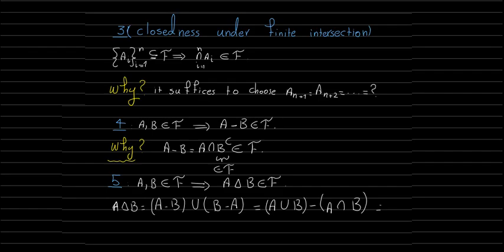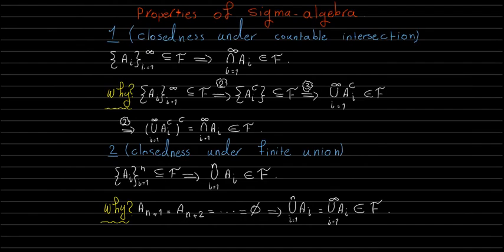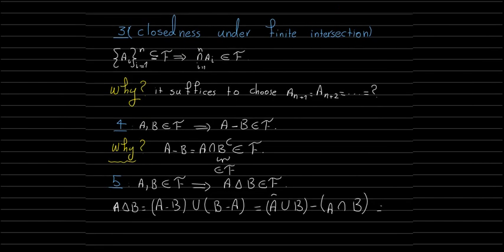As we saw from the second property, it is closed under finite union, so we can say A union B is also in the sigma algebra. From the third property, it's closed under finite intersection, so A intersection B is also in the sigma algebra. And from the fourth property, we can say their subtraction is also in the sigma algebra. So A union B minus A intersection B is also in the sigma algebra.